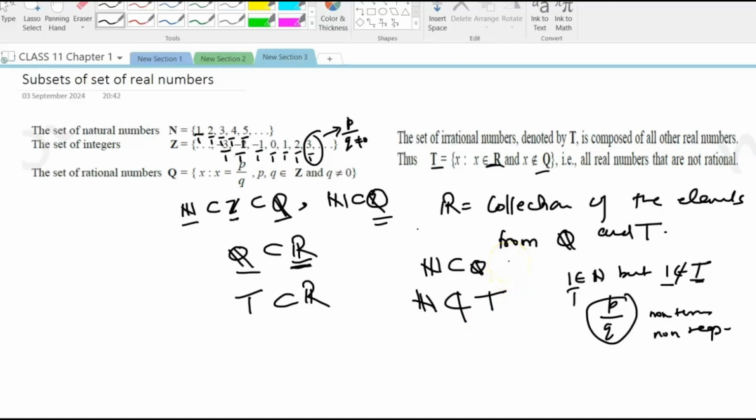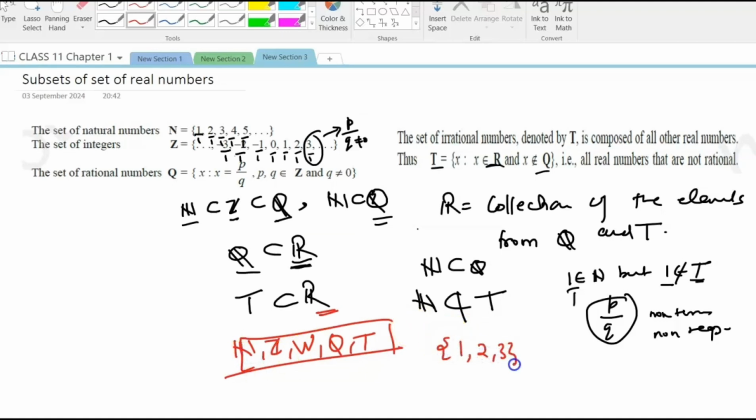Okay. So yeah, simply you can say that R is basically all the number systems that you have learned till now, till your class 10. All the number systems are subsets of this set of real numbers. There are sets which are greater than R, but the ones that you have learned, N, Z, W, Q, T, all these are subsets of the real numbers. So obviously 1, 2, 3 would also be subsets of the real numbers. Why? Because 1, 2, 3 are also in the set of real numbers. Okay. All these numbers are real numbers.